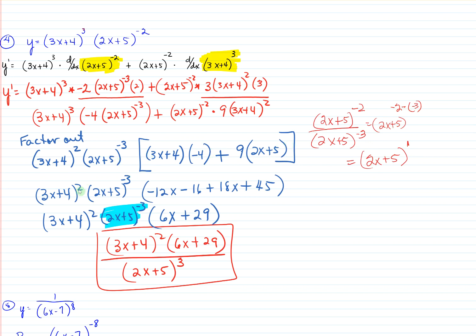Now in the next step, I'm going to clean this up in here. So negative 4 times this is negative 12x minus 16. 9 times this is 18x plus 45. I'm going to clean it up one more time, and I've got 6x plus 29 times this on the outside. This is what I factored out. Now, why is this highlighted? Because it's a negative exponent. It needs to go to the bottom. So I'm left with 3x plus 4 squared times 6x plus 29 all over 2x plus 5 to the positive 3. And that would be your final answer on that one.